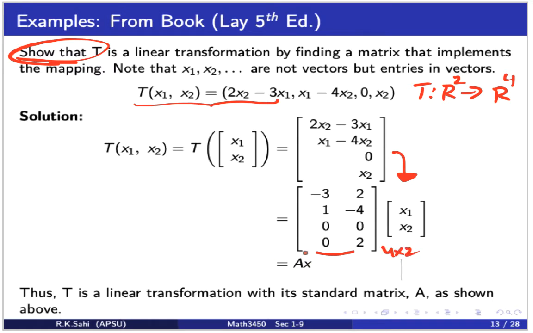So if I say, prove this is a linear transformation, and I give you that relationship, if you can show the standard matrix, you are done.